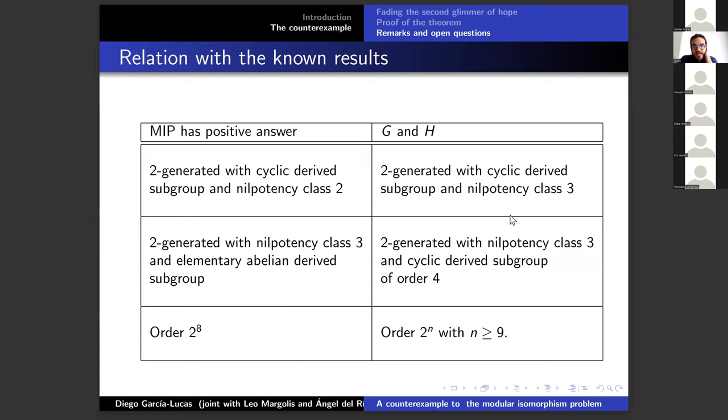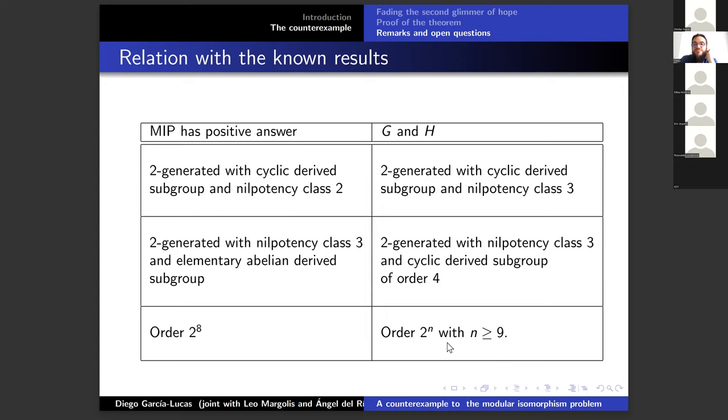On the other hand, among the groups that are two-generated with nilpotency class 3, MIP is known to have a positive answer for groups with elementary abelian derived subgroup, while G and H have a cyclic derived subgroup of order 4. Of course, the cyclic subgroup of order 4 is the closest thing you can have to an elementary abelian group without being elementary abelian. And finally, MIP has a positive answer for groups of order 2 to the 8, and our examples have order 2 to the n with n greater or equal than 9. So our smallest example has order 2 to the 9.